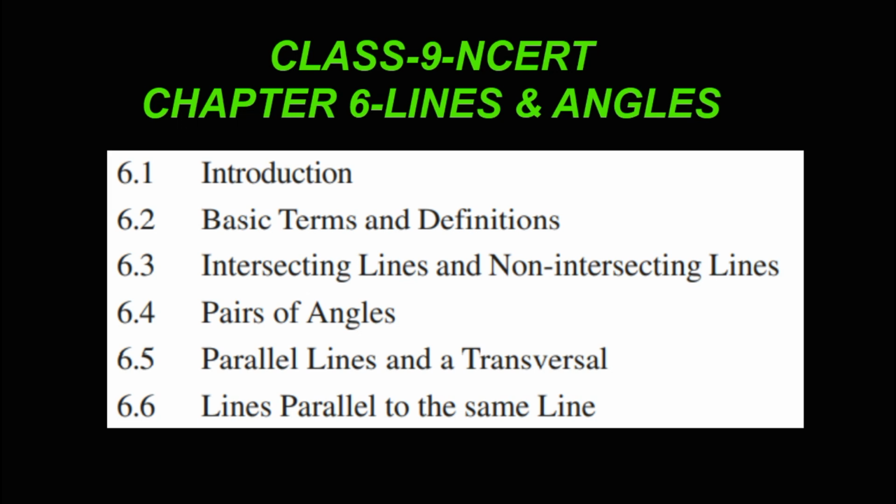So let's begin. In this chapter, lines and angles, we are going to have the introduction about what geometry is all about. Then we will have basic terms and definitions of all the geometrical concepts. Then intersecting lines and non-intersecting lines. Since the chapter name is lines and angles, we are going to explain everything about what lines are. Then we will move to article 6.4, which says pairs of angles, followed by parallel lines and a transversal. Then lines parallel to the same line.